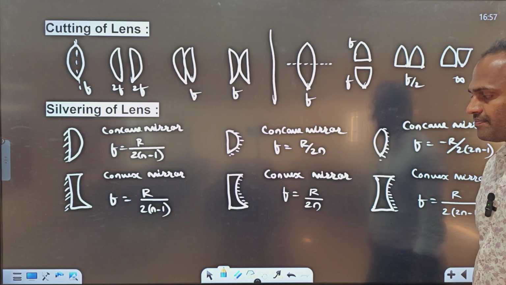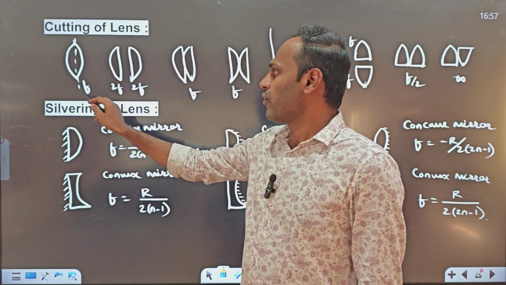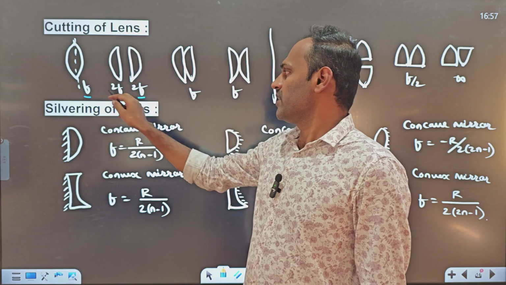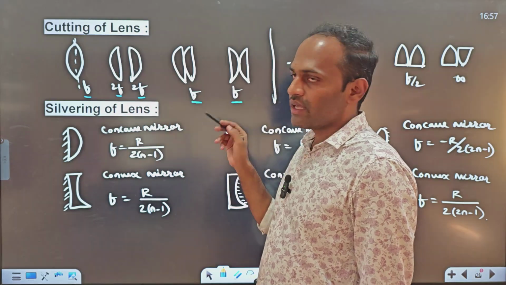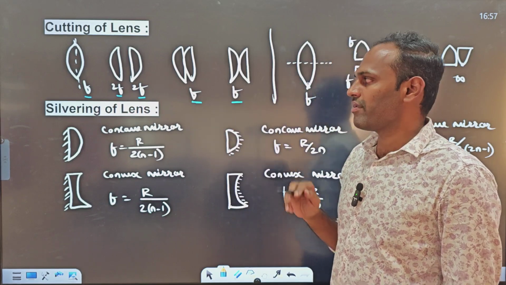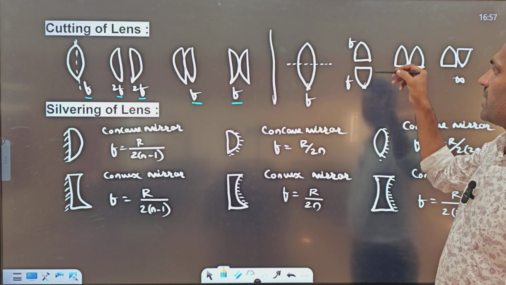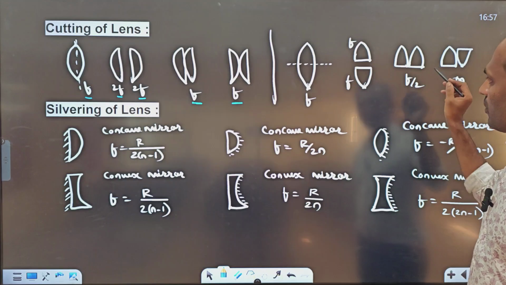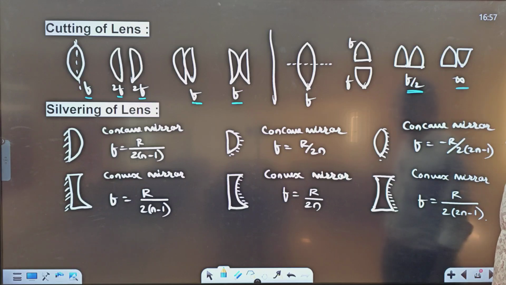Next, cutting of the lens. If you cut the lens along the axis vertically, then the focal length of the lens will get doubled. F becomes 2f. If you combine them in any way, the equivalent focal length will be f only. If you cut it horizontally, the focal length will remain the same, and when you combine it in this way, the same order, f by 2, in the opposite order, the focal length will be infinite.